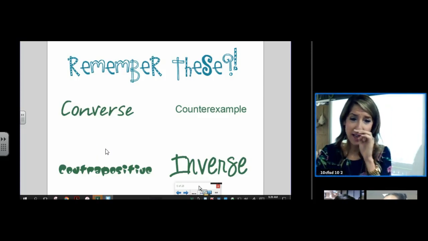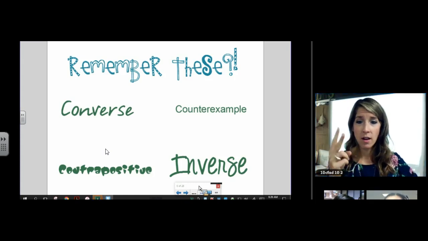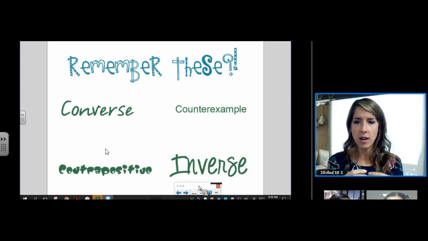So the first week of school, we learned all of these words. We learned conditional, converse, inverse, contrapositive, counterexample. We learned all of those words. Now each unit we're focusing on a different word.